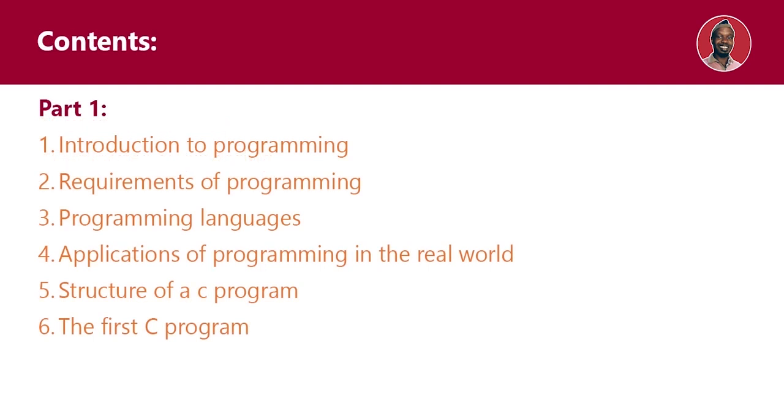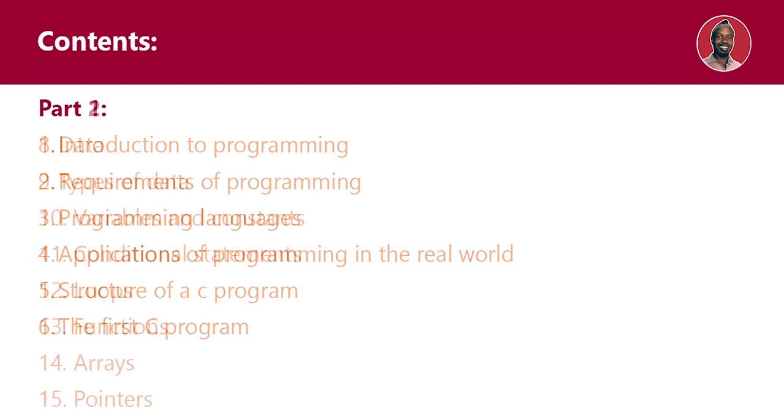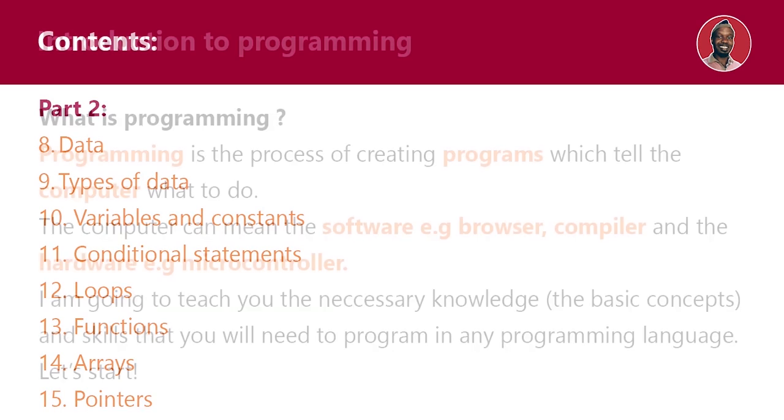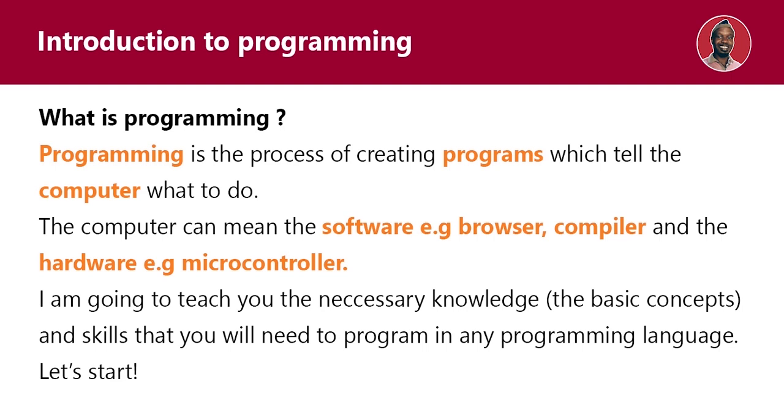The contents that you are going to meet will be divided into two parts. That's part 1 and part 2. So for part 1, we shall cover introduction to programming, requirements of programming, programming languages, applications of programming in the real world, structure of a C program, the first C program. Then for part 2, we shall cover data, types of data, variables and constants, conditional statements, loops, functions, arrays, and lastly, pointers. So, introduction to programming.